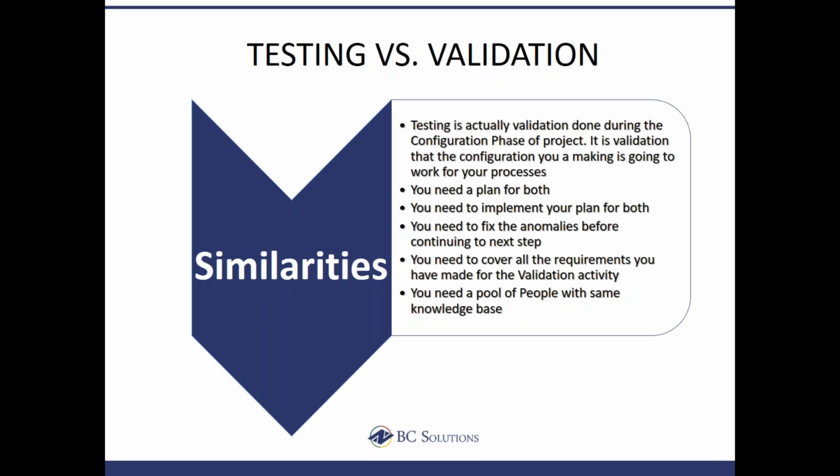You need to fix the anomalies before you continue to the next step. In testing and validation, we'll talk a little bit more in detail about fixing anomalies because there are some differences. But in actuality, before you move on to the next step in the process, you do need to fix any anomaly that you come up with. And of course, some of them are going to be more important to you than others. That's going to be where your risk assessment is going to come into play. But anyway, the truth is, the similarity is that you do need to fix the anomaly before you can continue to the next step.